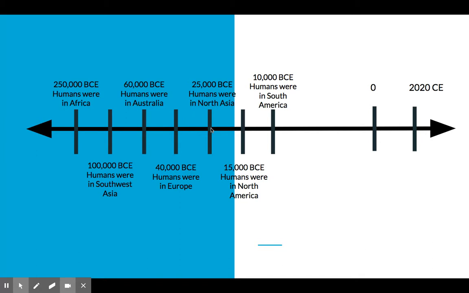25,000 BCE, humans were in Northern Asia. 40,000 BCE, humans were in Europe. 60,000 BCE, humans were in Australia. 100,000 BCE, humans were in Southwest Asia. And then finally, the beginning of where humans were found, 250,000 BCE, humans were in Africa.